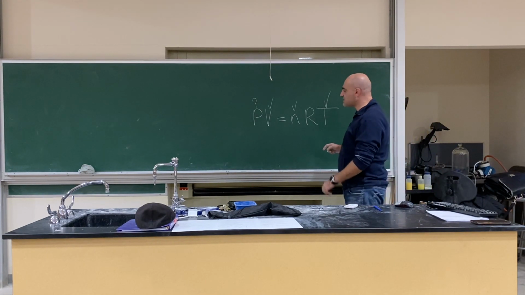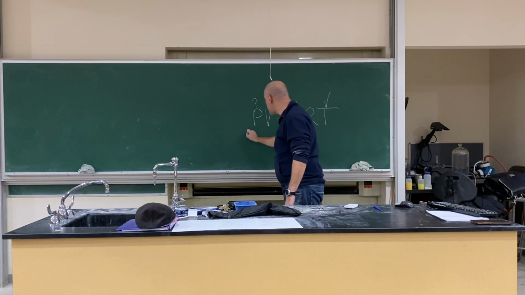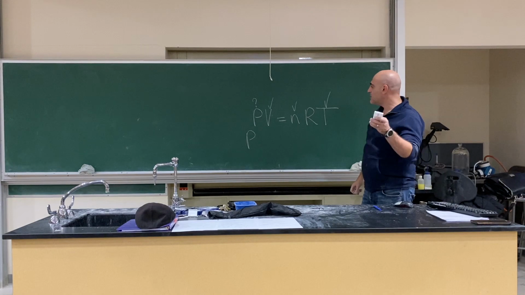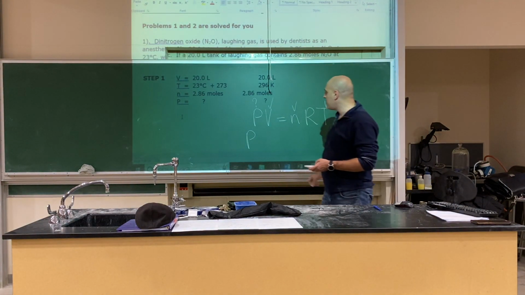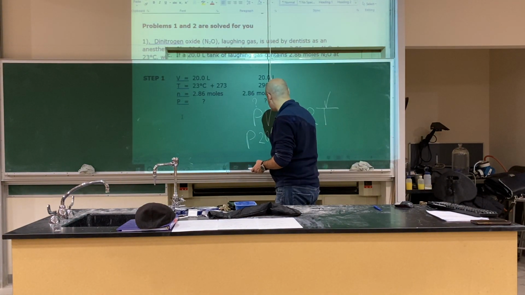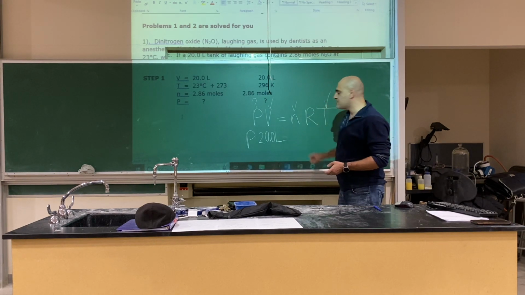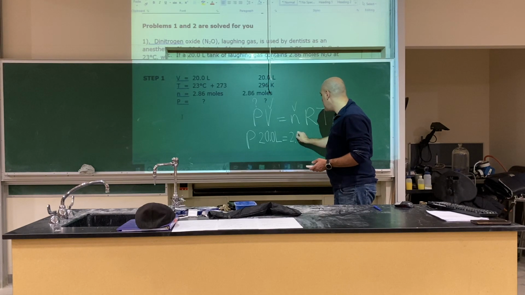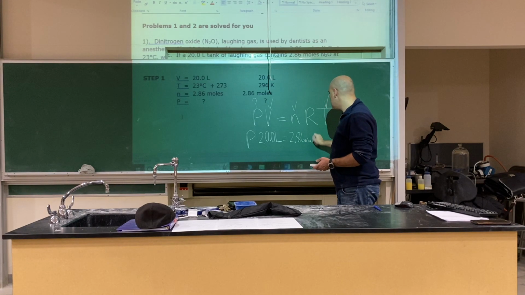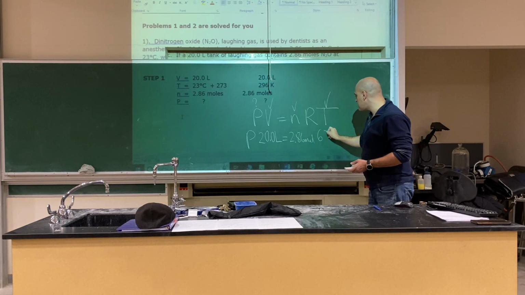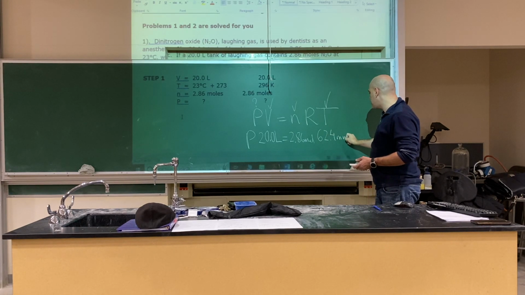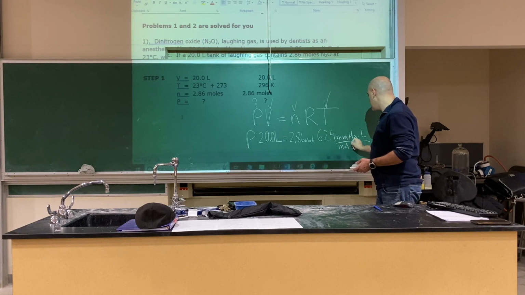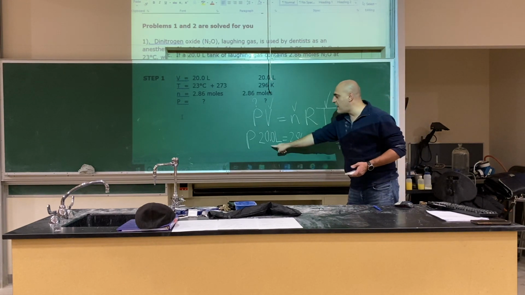In the PV equals nRT equation, I've got to make sure that my volume and every other unit matches with the units of R. So if I'm going to use volume, it's got to be in liters. Why? Because R is in liters. N is moles, 2.86 moles. My R is going to be 62.4 mmHg times liters over moles and Kelvin. Because R is in liters, my volume has to be in liters.